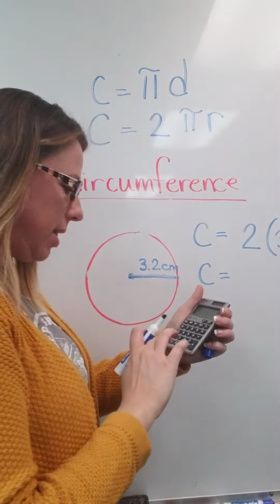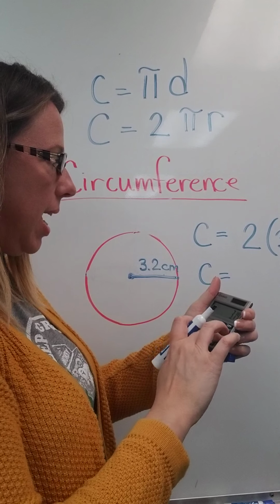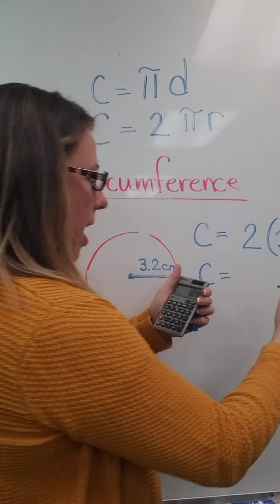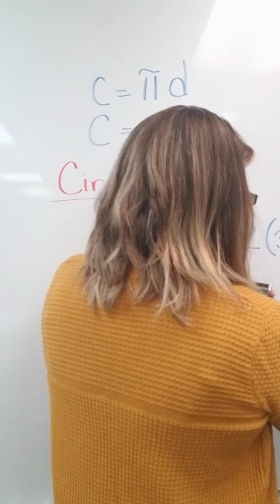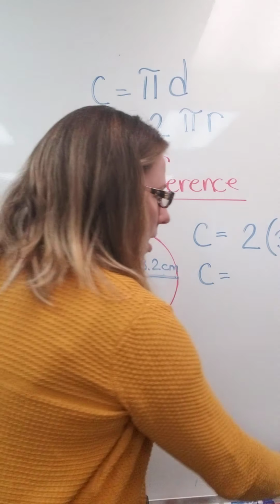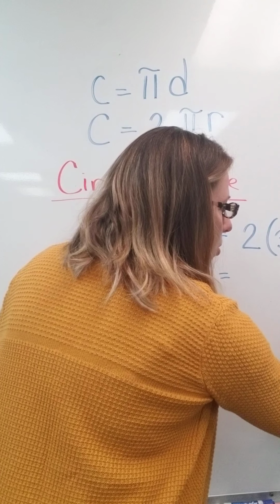So let's multiply those out. 3.14 times 3.2 equals 10.048. And for the sake of this, I'm going to round this up, okay? Let's round it up to a 5.